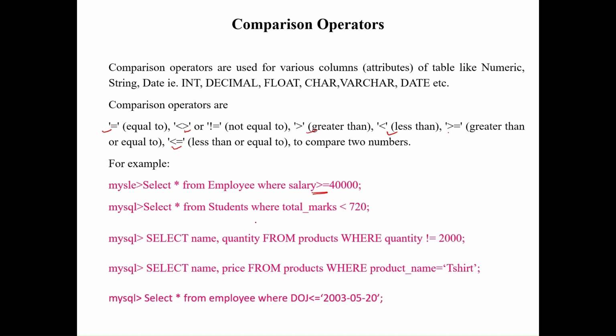If I want to identify all the students where the total marks are less than 720, then write the less than comparison operator. I can write that here. Select the name and quantity from the product table where the quantity is not equal to 2000. Where the product name is equal to t-shirt. Where the date of joining is less than 2003. So in this way, we can use the comparison operators in the where clause.